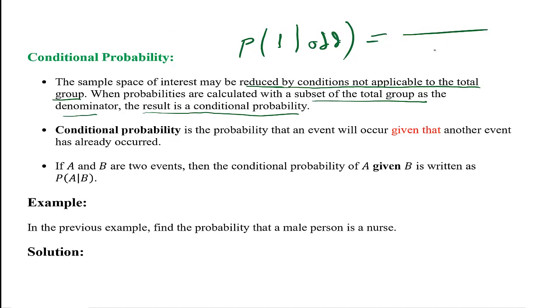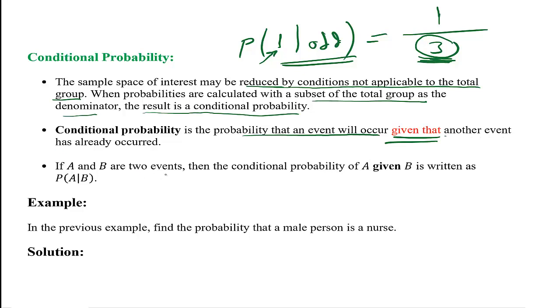So here we don't divide by 6, but we divide by 3 because the occurred number is odd. So it is either 1 or 3 or 5. I'm asking you what is the probability of getting 1, so it is 1 over 3. In this case, we reduced the sample space from 6 to 3. We don't divide by 6 because you already have the information that the occurred number is odd. So we divide by 3. This type of probability, we call it conditional probability. The conditional probability is the probability that an event will occur given that another event has already occurred.